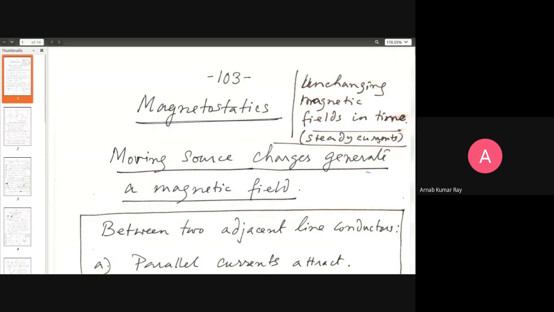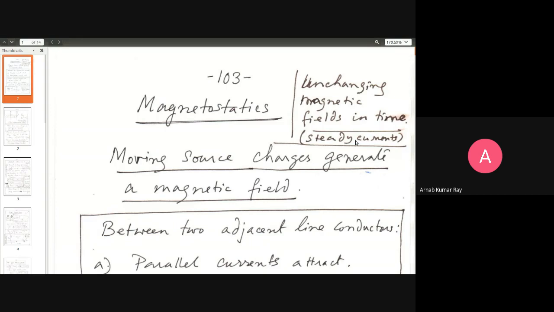Here's the answer. You're talking about steady currents. Steady currents will create unchanging magnetic fields in time. That is the subject of magnetostatics. I'll discuss steady currents in greater detail. First, let us just try to understand this thing.